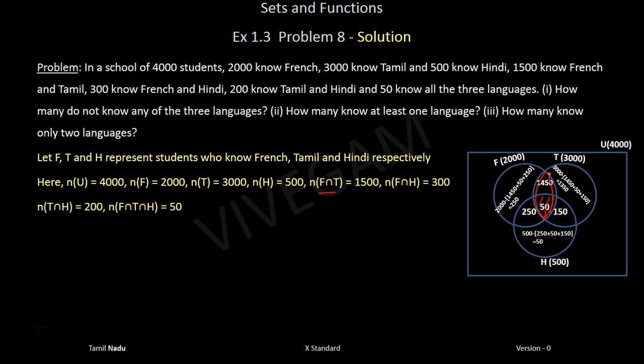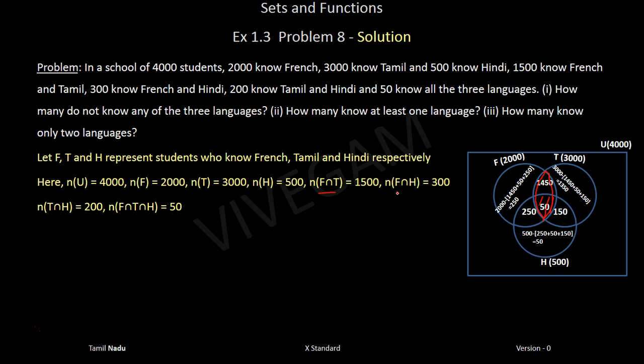This area, I think I did something similar in the last problem. This is 1500, right? That's what they say for French and Tamil. But out of this 1500, 50 is already counted because, apart from French and Tamil, they also know Hindi. So that needs to be subtracted. So this area is 1450.